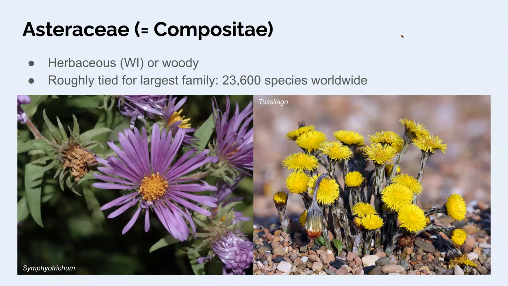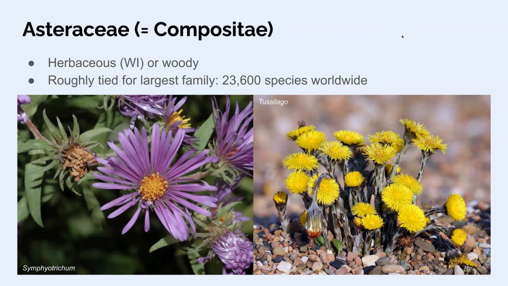This family is big not only in Wisconsin, but also worldwide. So lots of species in Wisconsin, lots of species worldwide. I don't remember when I got this figure, but 23,600 species. Probably need to update that, but it's pretty big. So we saw before, the other family we said was roughly tied for largest was Orchidaceae, the orchid family, in the monocots. And this one also has a pretty exceptional set of modifications here.